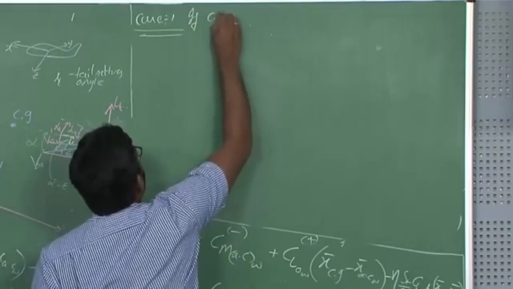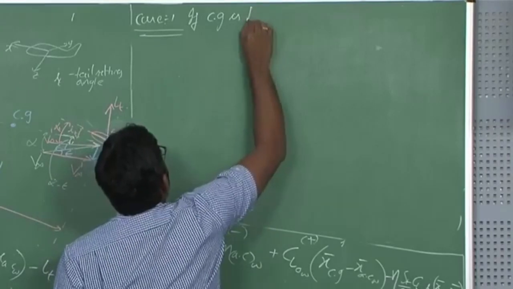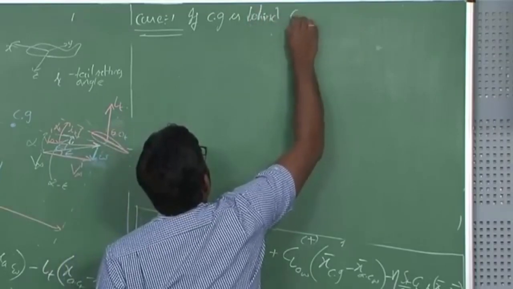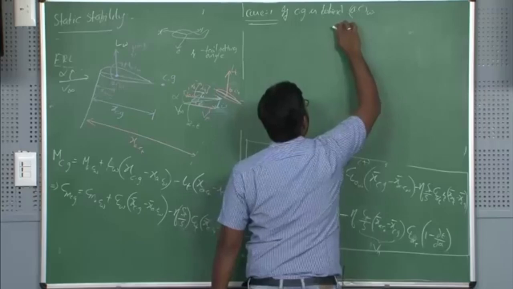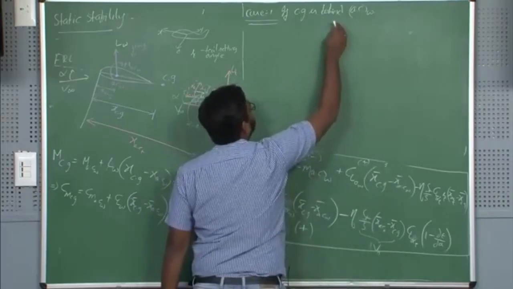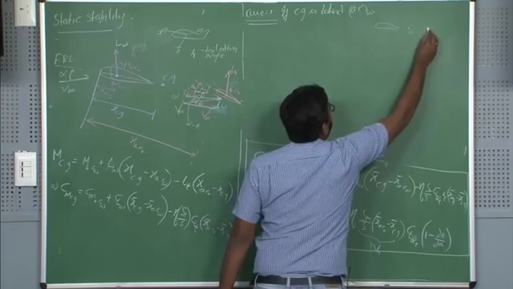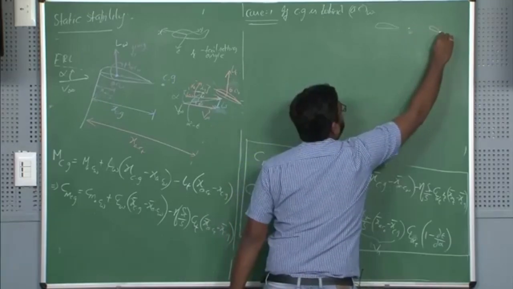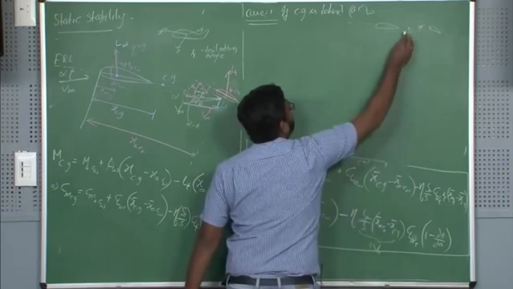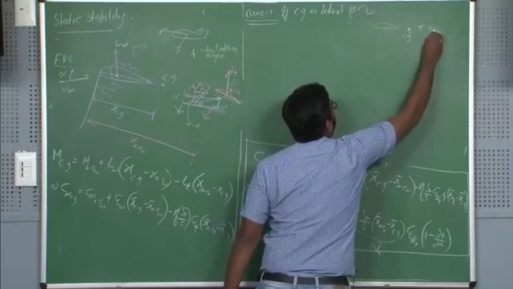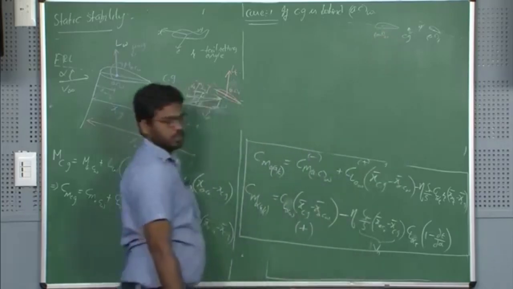So case 1, if CG is behind the AC of the wing, right. Let us say this is your case 1. In this again there are two cases, where the CG is behind the AC. That means you have a combination like this, a wing and tail combination. This is your i_t, right, and say this is your CG, this is your aerodynamic center of the tail, and this is your aerodynamic center of the wing, right.